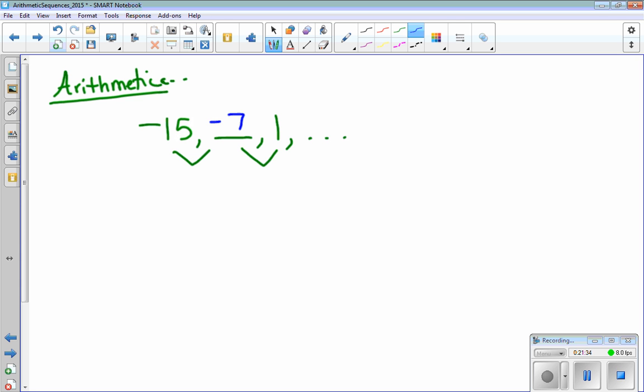How do I know if it's exactly? Well, aren't there 8 numbers between -7 and 1? Okay. How many numbers are there between -15 and 7? 8. So since it's the same one, isn't -7 the right answer? It's halfway between the two.